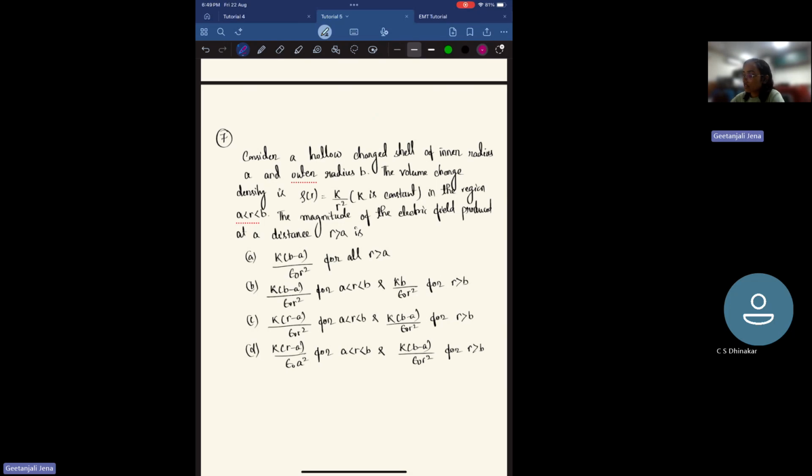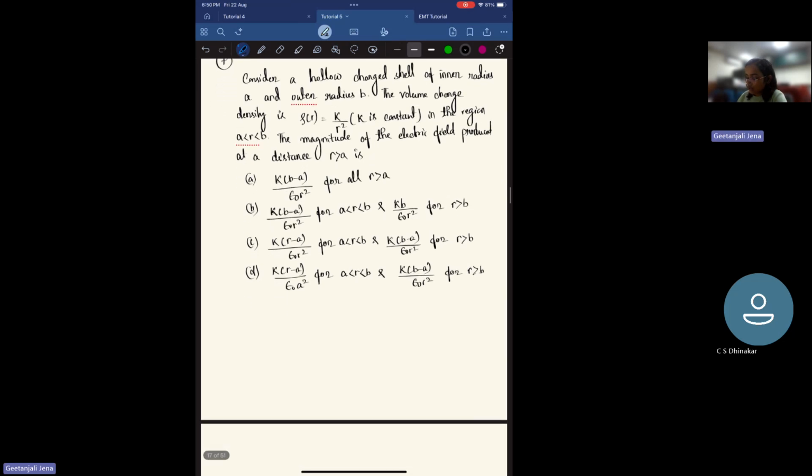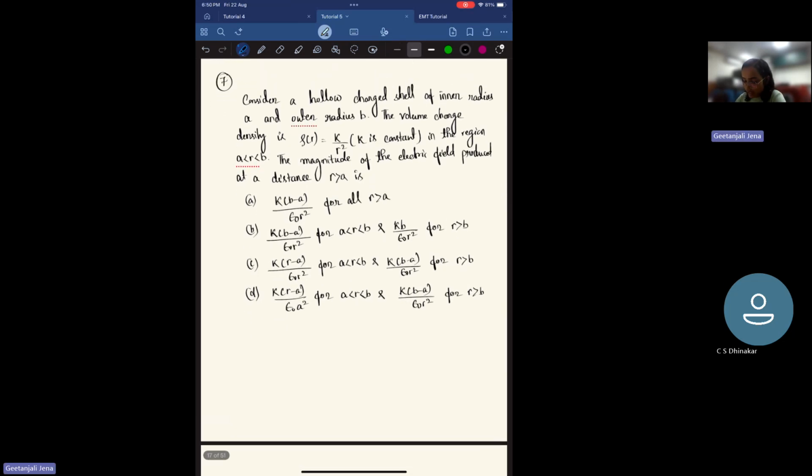Please calculate the solution first, then I will go to the question. Okay, first let me read out the question. Consider a hollow charged shell of inner radius A, outer radius B. The volume charge density is given: rho of R is K by R square, K is a constant, in the region A less than R less than B. You need to find the electric field at a distance R greater than A.